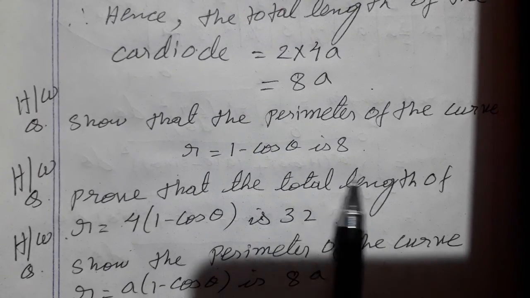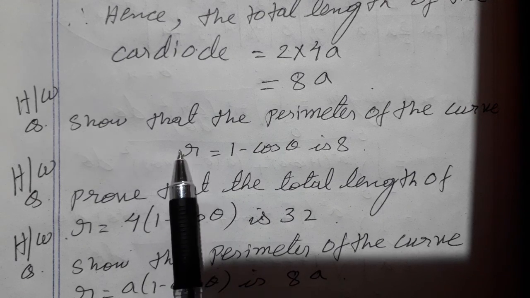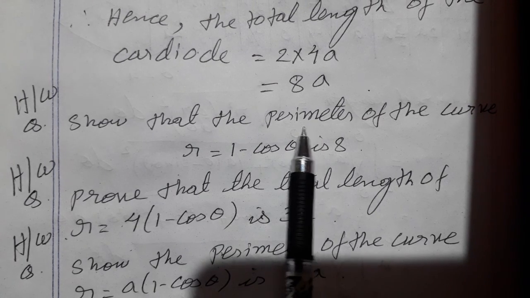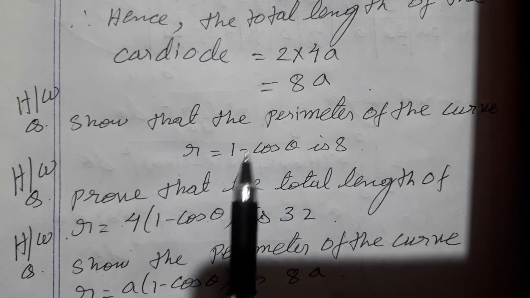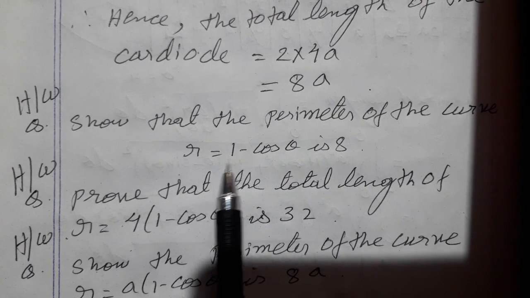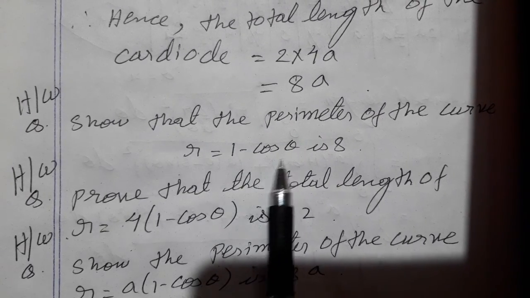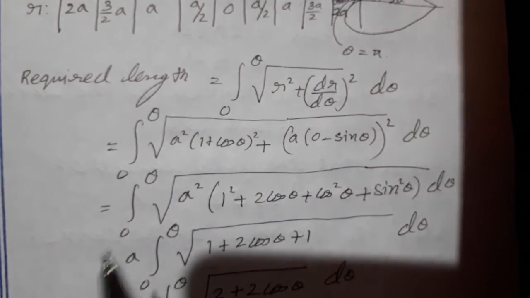I have given you some questions for your homework. Here I am asking you the perimeter, which is nothing but the length. The curve is r equal to 1 minus cos theta. You just have to find the length. You don't need to draw the diagram, but if you want to draw, you can. If you don't draw, it's also fine.